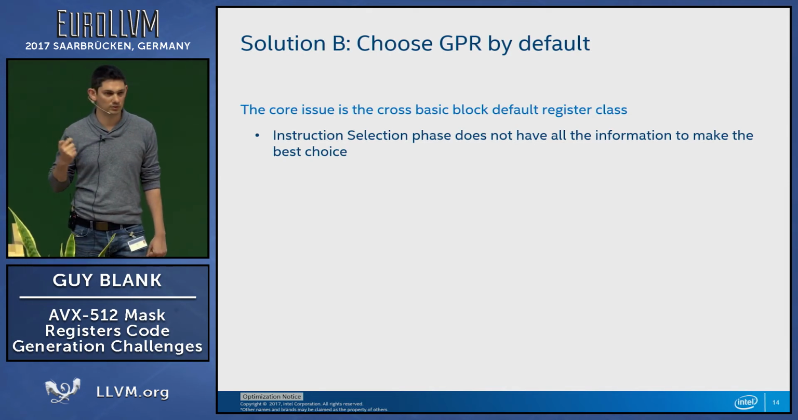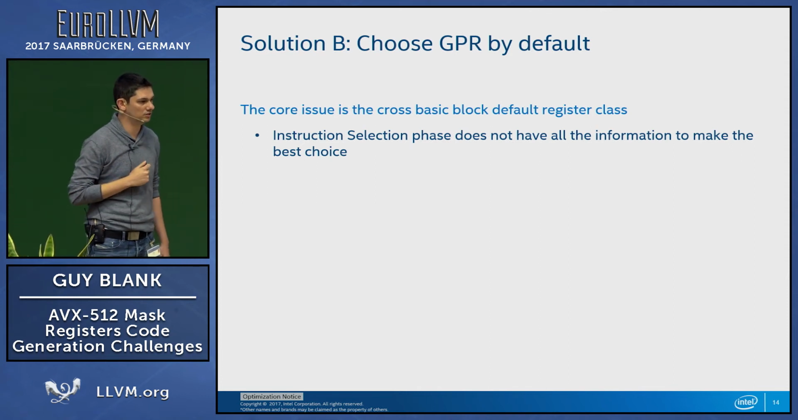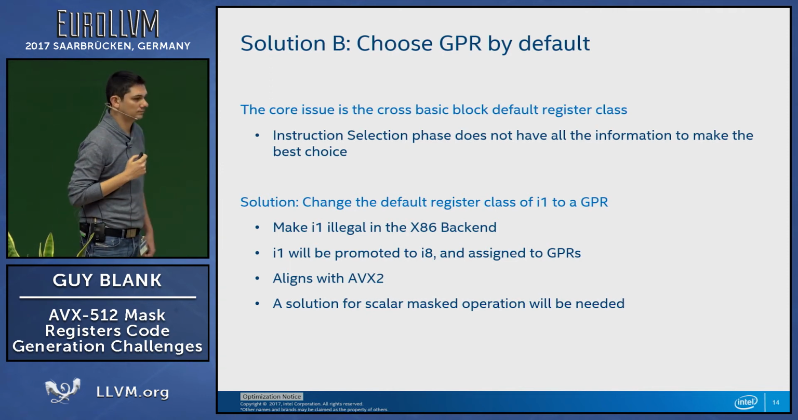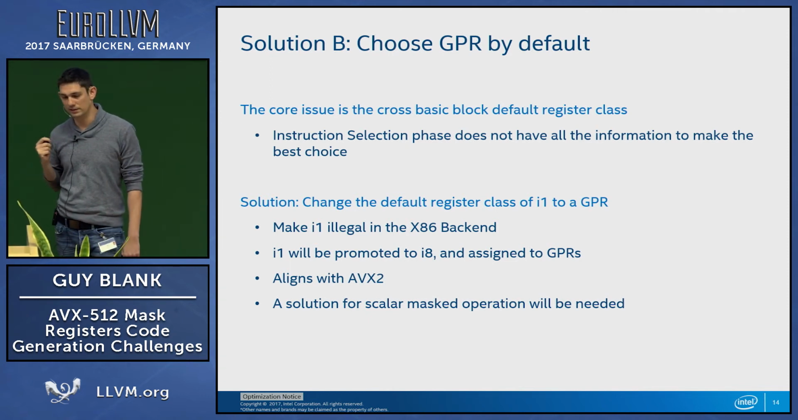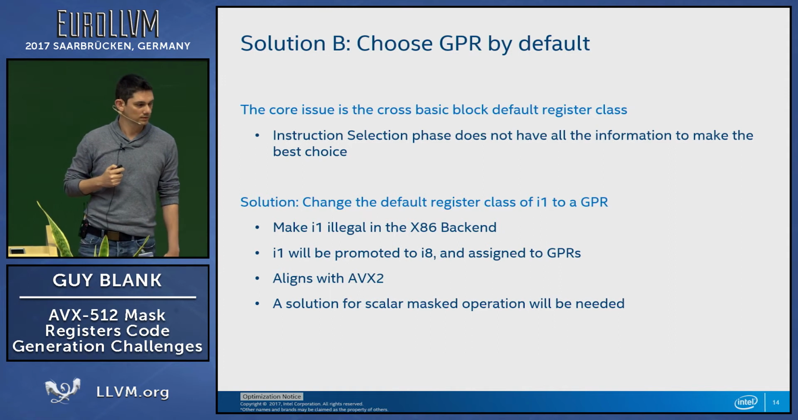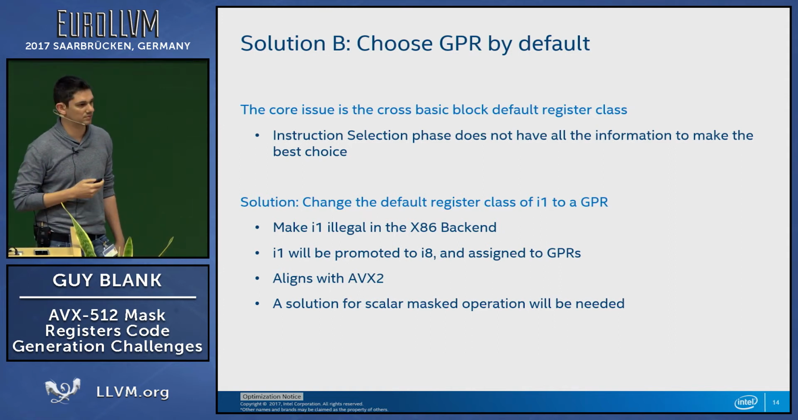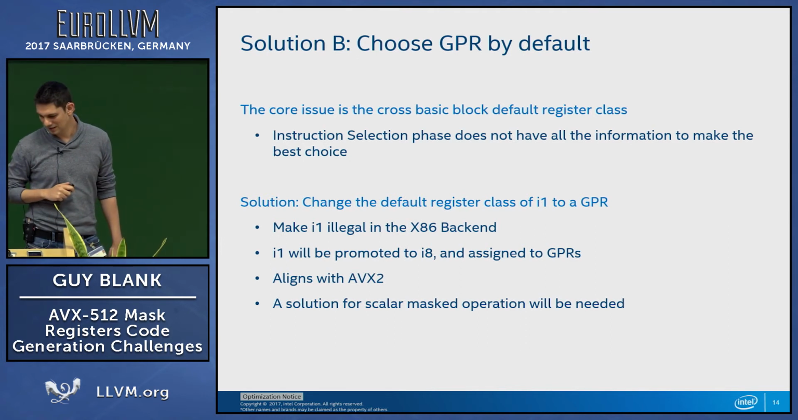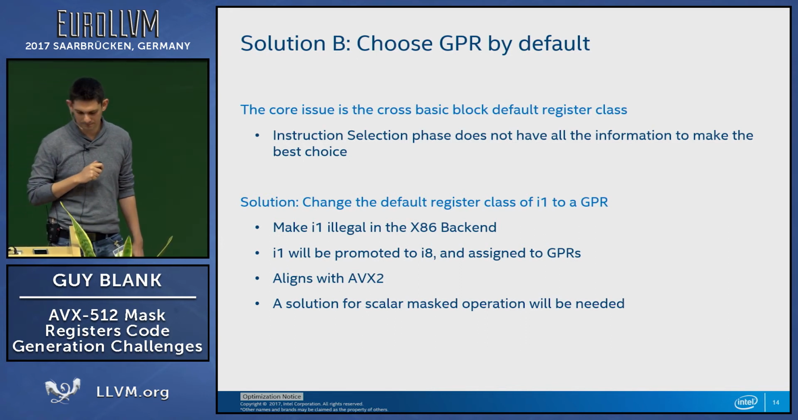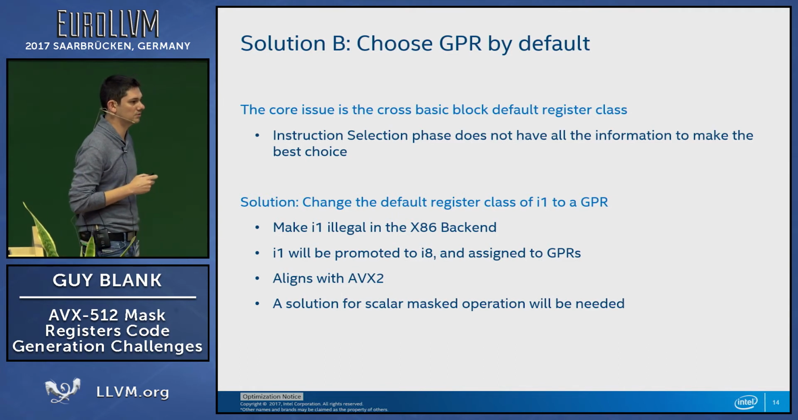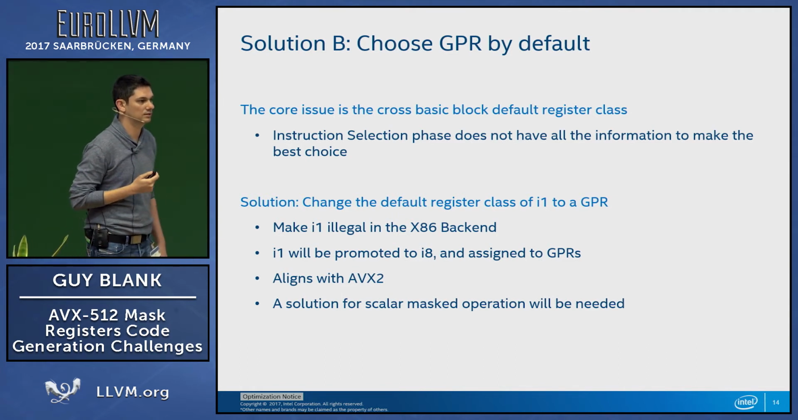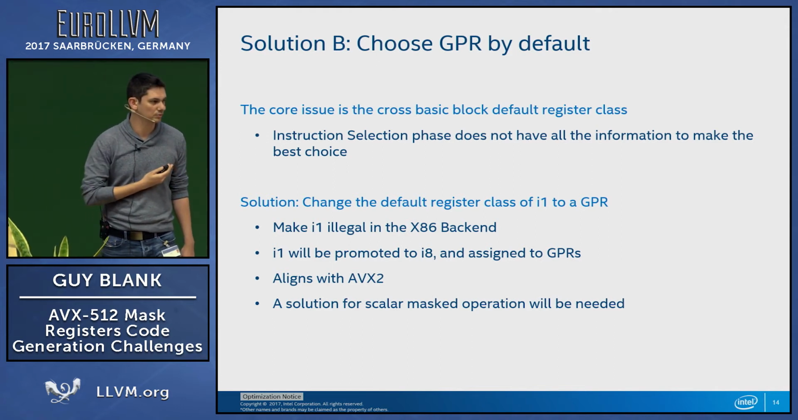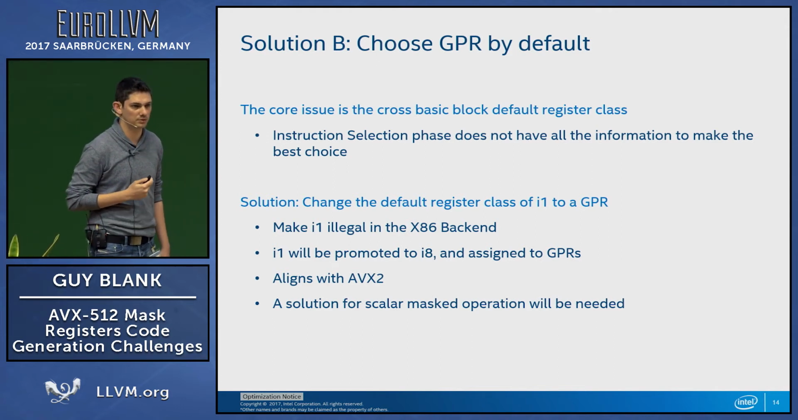So it makes a default decision, and maybe we can change the default. So the option is to make I1 illegal, just like in AVX2. And then we would expect to have a similar flow, similar code, at least not worse code. There will still be a problem here because we haven't solved the core issue, right? We can still have an I1 which will be in a GPR after we change, but really should have been in a mask register.